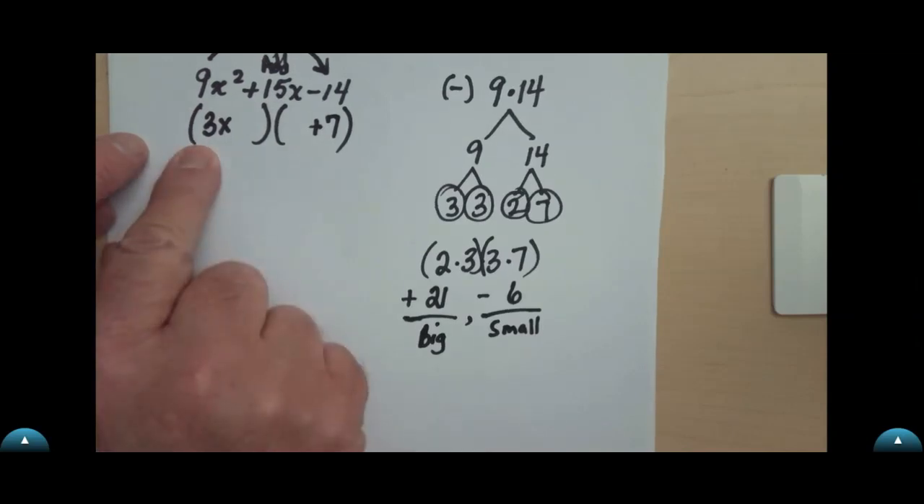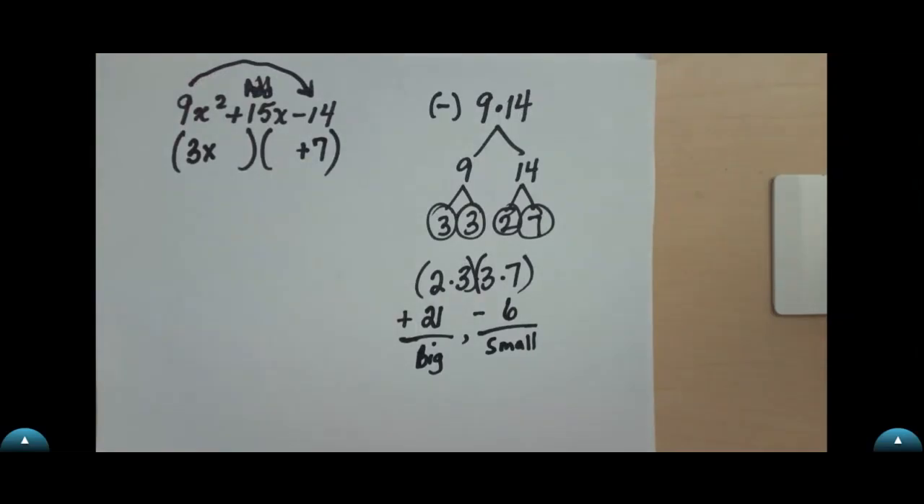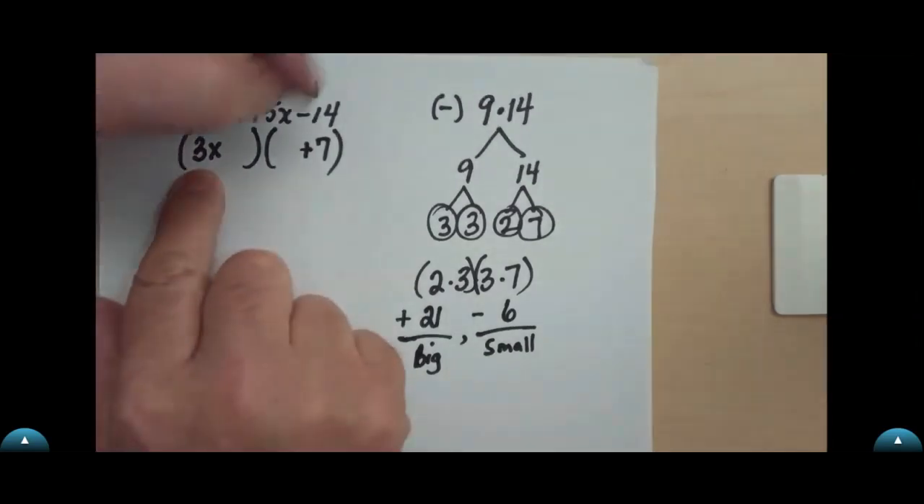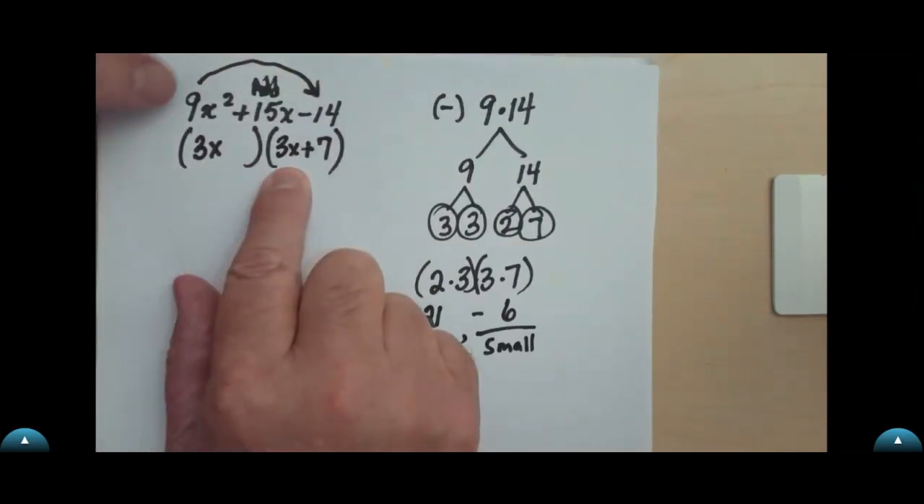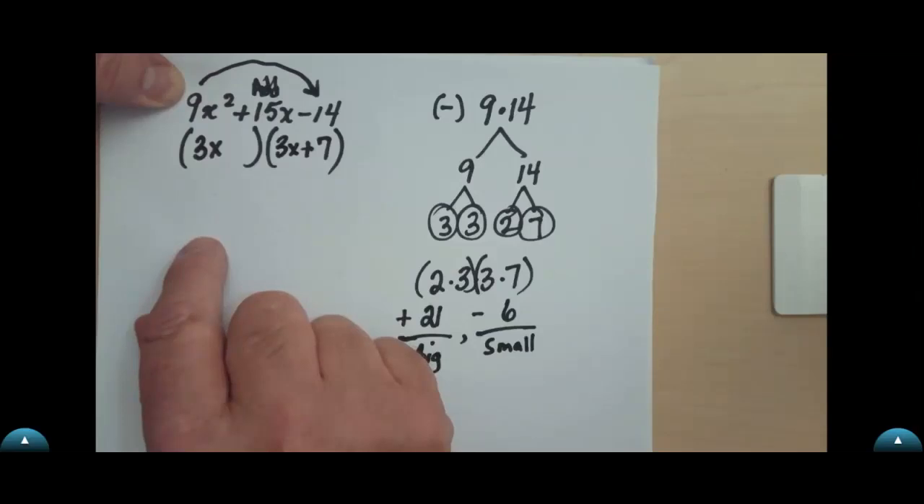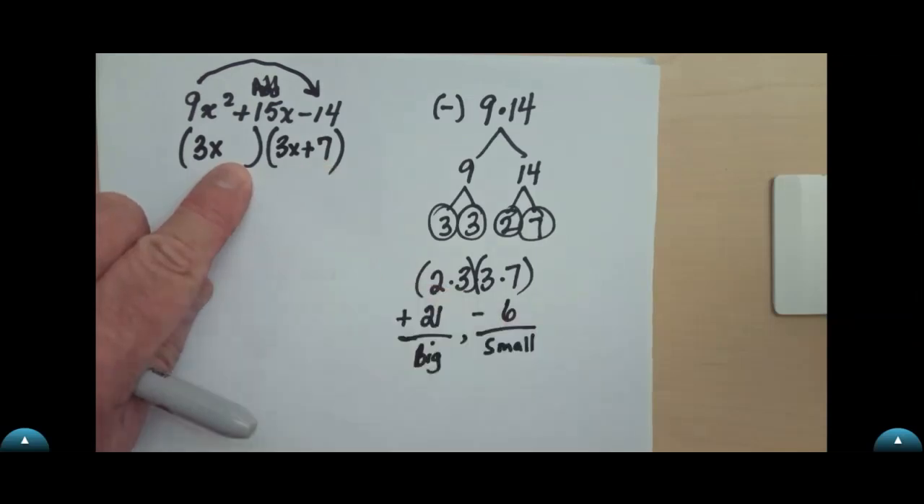If this is 3x, what has to go first in the second set of parentheses? 3x. Because 3 times 3 is 9, right, 3x times 3x is 9x squared. Y'all see? Okay, if this second set of parentheses ends with positive 7, what does the first set of parentheses have to end with?